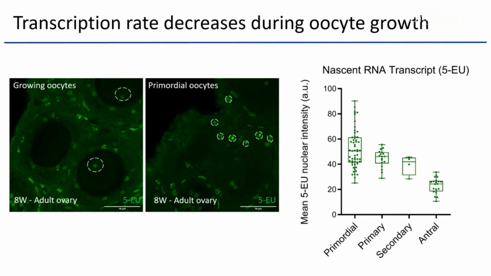We also compared this in the adult ovary. Here we have the primordial oocytes. It's very easy to see because they're shining in green. And we have here growing oocytes, and the nucleus is also marked. And we also compare the levels of the 5EU intensity in the nucleus of primordial oocytes versus the growing oocytes, and we see that actually the transcription goes down as they grow.